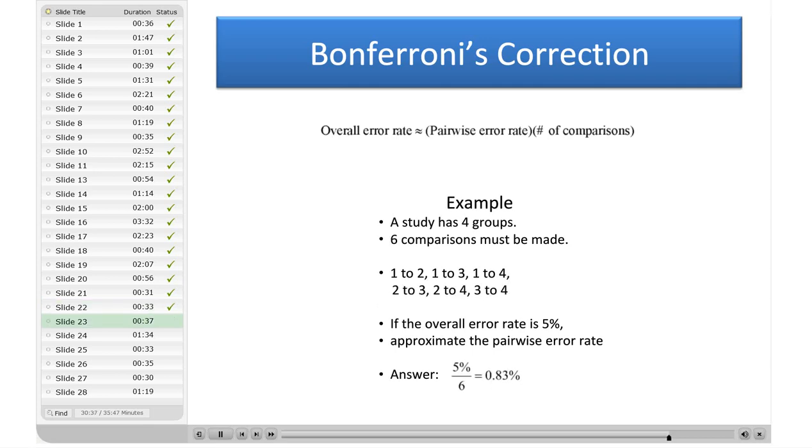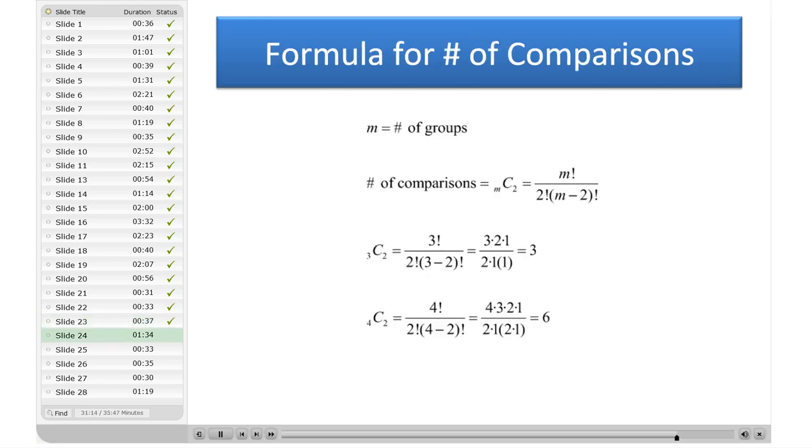One last example, if we want our overall error rate to be 5% and we have 4 groups, then we have 6 comparisons to make. So we need to take 5% divided by 6 and get 0.83%. What this is showing is if you want an overall error rate of 5% and you have to make 6 comparisons, your pairwise error rate has to be less than 1%. So when you start making a whole bunch of comparisons in one study, you have to make the individual error rates very, very small, because if you don't, the overall error rate is going to skyrocket. We just saw that if you have 3 groups, then that results in 3 comparisons.